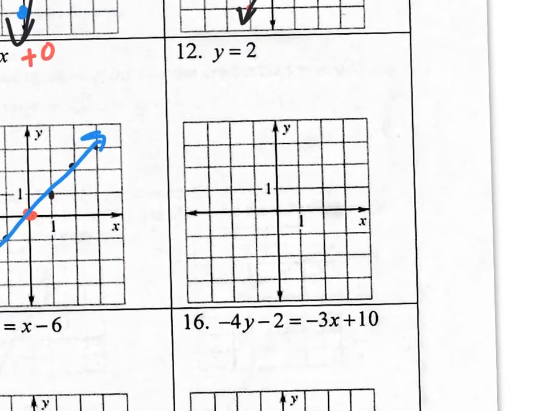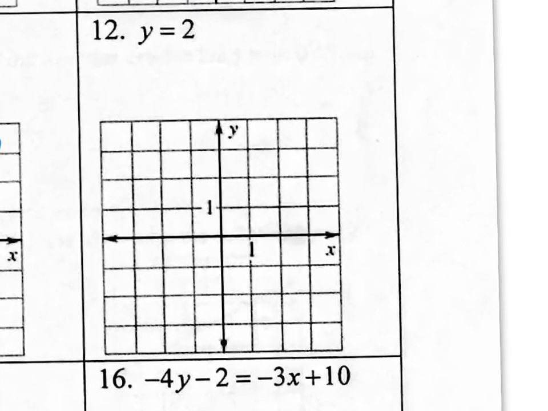Number 12. I hope you guys remember from a long time ago that when you have y equals a number, what that really means is that it's going to be a horizontal line through the y-axis value of 2. You guys remember that? No?